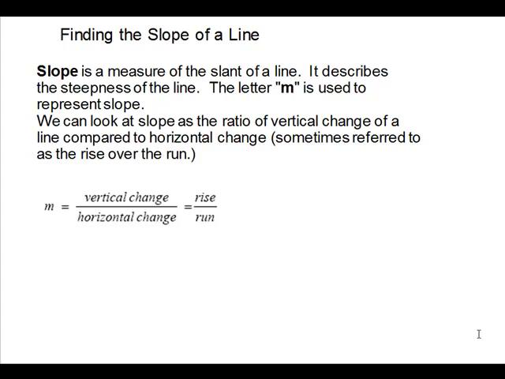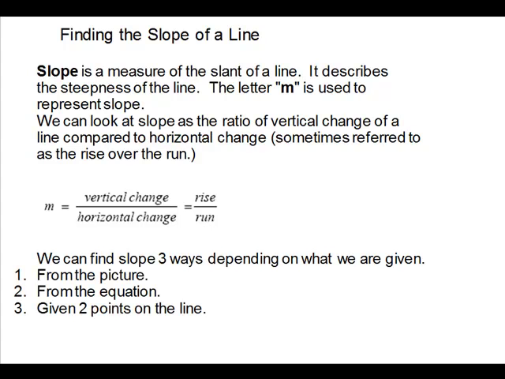Finding the slope of a line. Slope is a measure of the slant of a line. It describes the steepness of the line. The letter M is used to represent slope. We can look at slope as the ratio of vertical change of a line compared to horizontal change. This is sometimes referred to as the rise over the run.